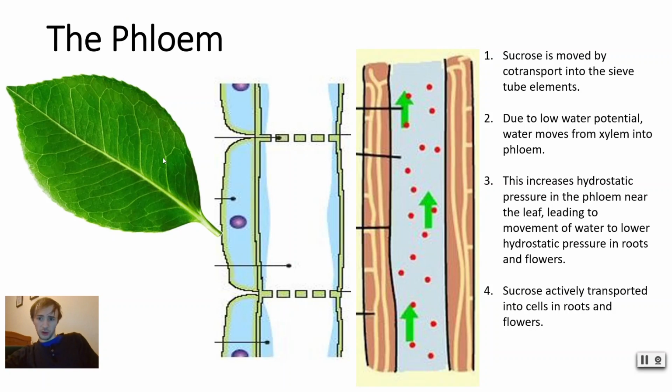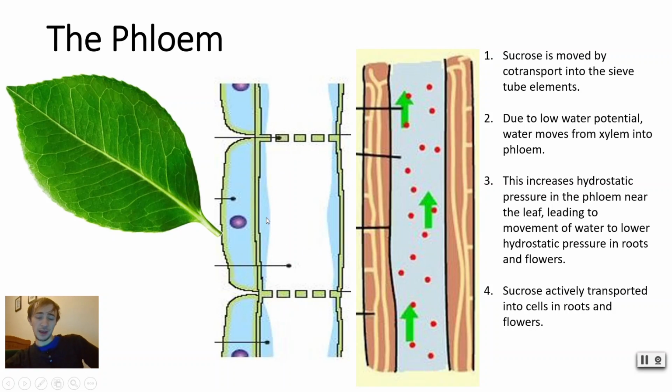So the sucrose has to be moved into the sieve tube elements, and that happens by co-transport. Okay, co-transport. Now the sugars are then going to be moved into the sieve tube element, so we now have a load of sugars in the sieve tube element near the leaf. So the ones nearest the leaf are going to be full up with sugars.